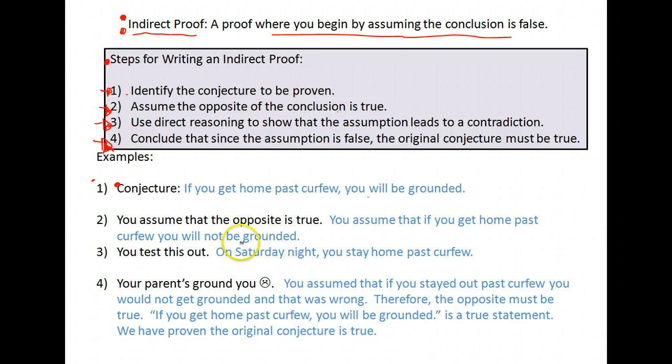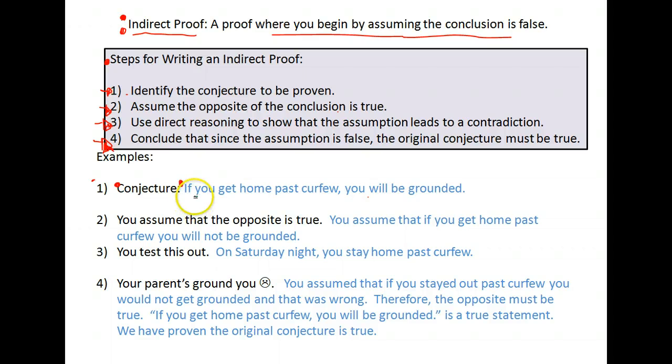So that's how we'd use indirect. You assume that it's not the case. Then you test it out. You use reasoning and you say, okay, on Saturday night you stay out past curfew, and you assumed if you stayed out past curfew you would not get grounded, and that was wrong. Your parents grounded you.